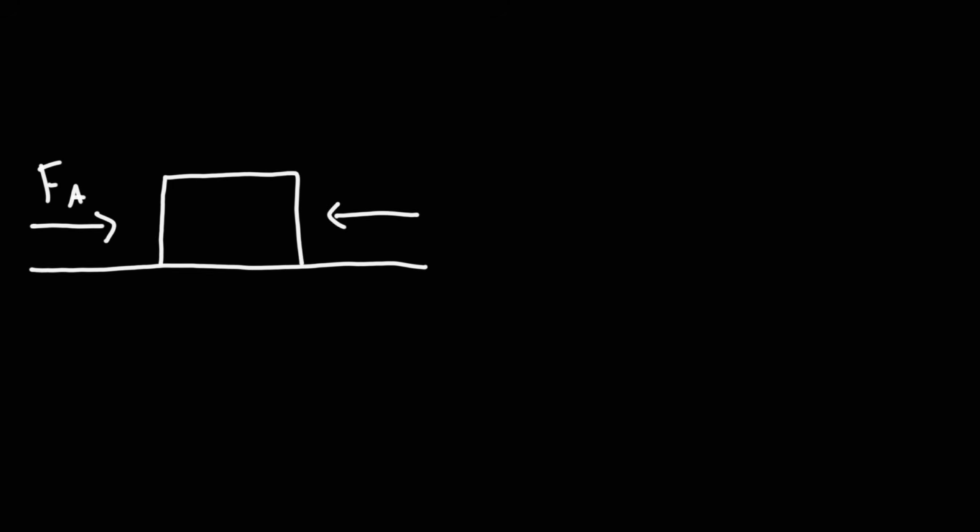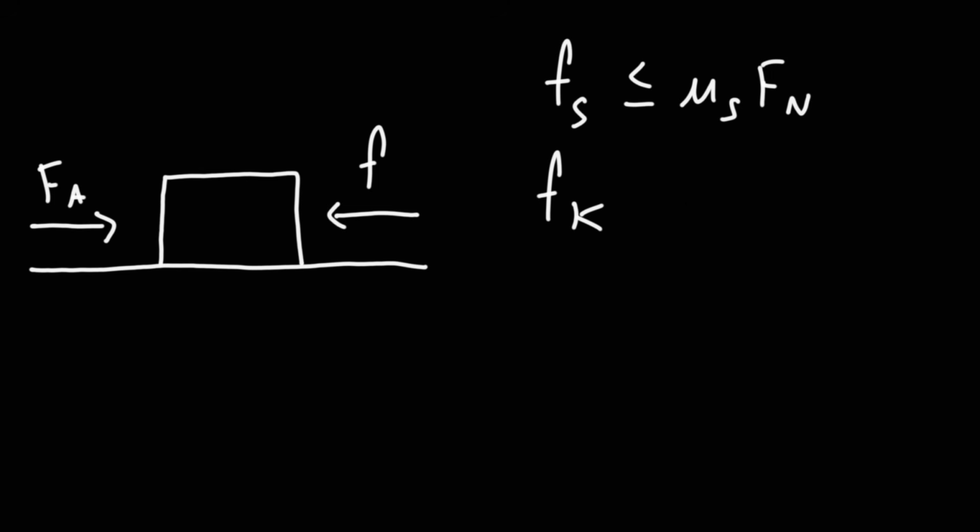Now, if the box is not moving, you're going to have what is known as static friction. Static friction, represented by F sub S, is an inequality. It's less than or equal to the coefficient of static friction times the normal force. Now, if the box is sliding to the right, then this friction is no longer static friction, but kinetic friction. Kinetic friction is equal to mu k times the normal force. The kinetic friction has a specific constant value based on these two things.